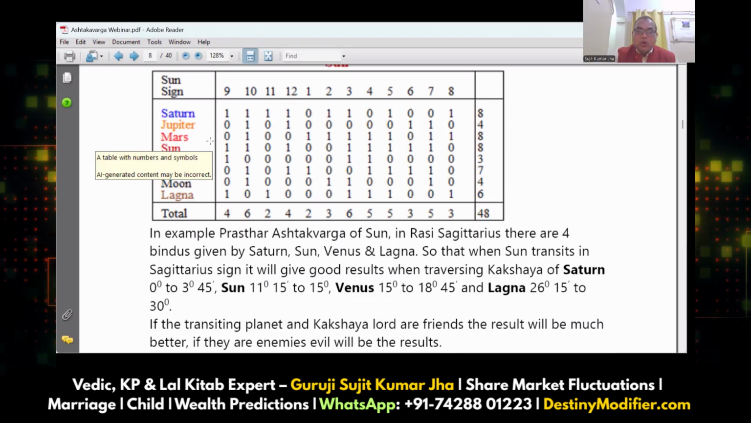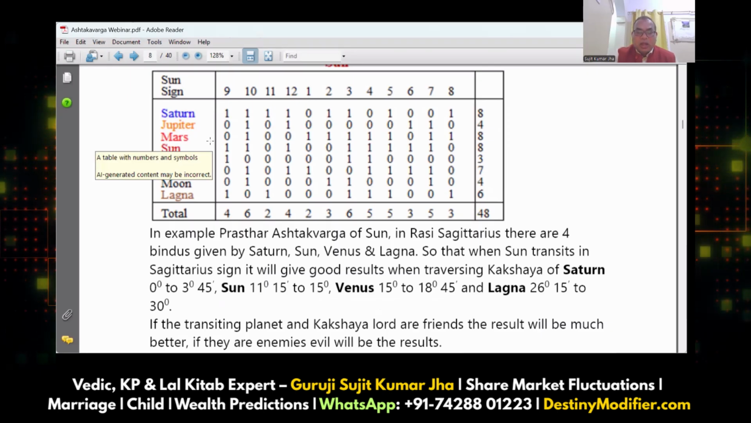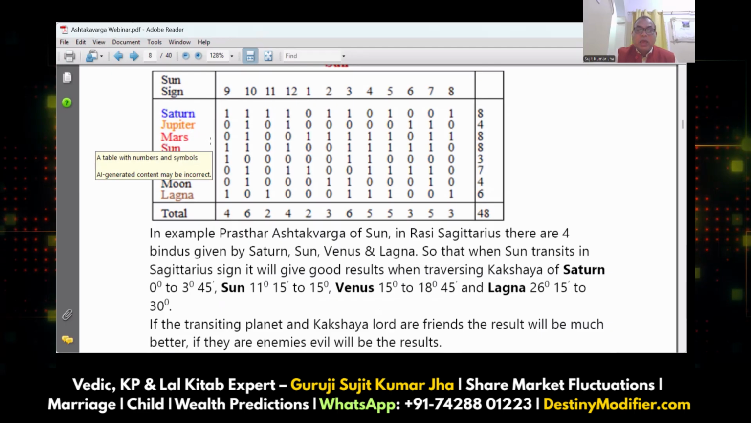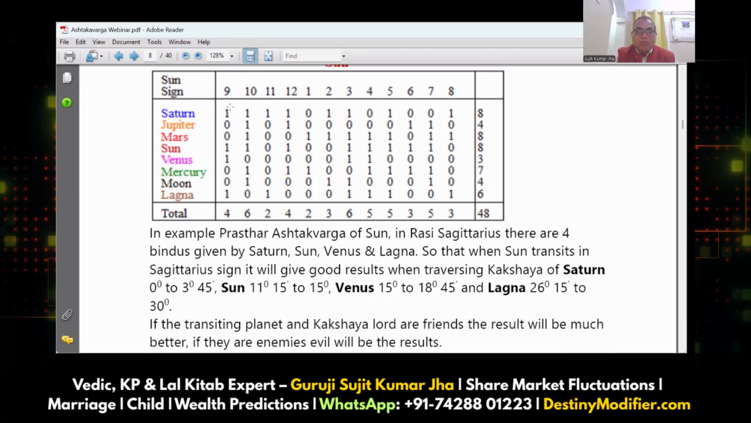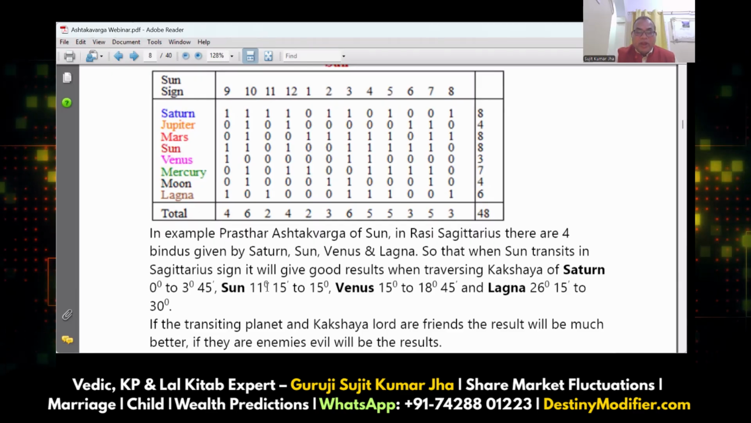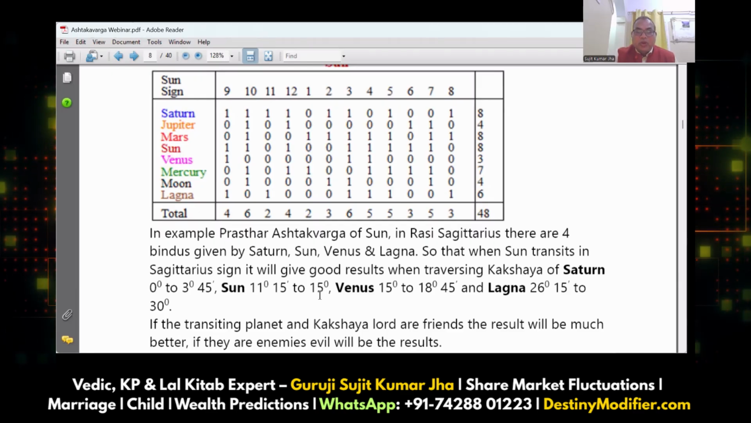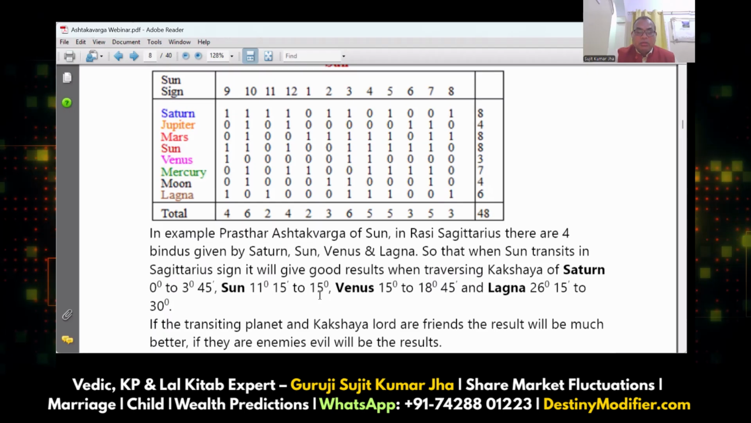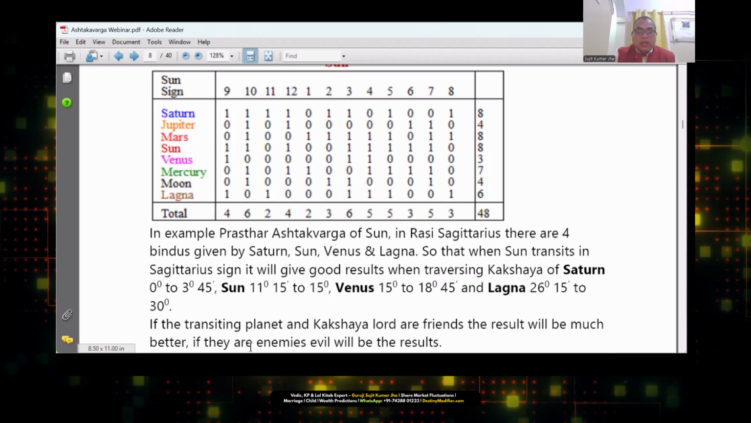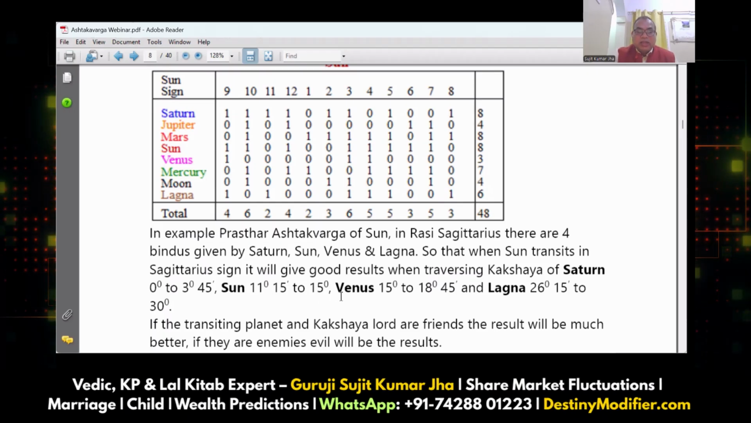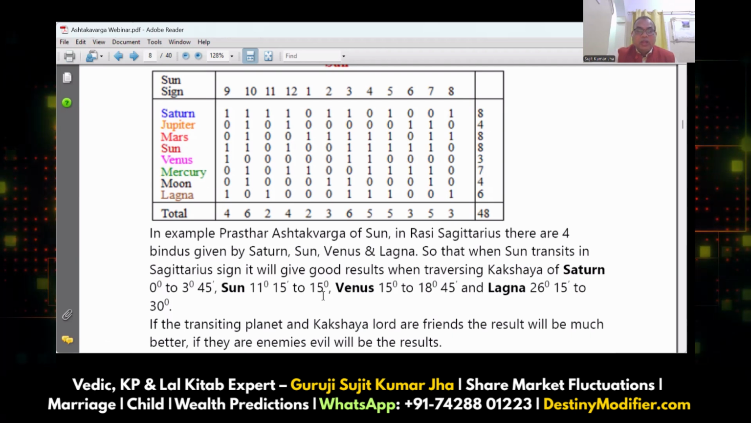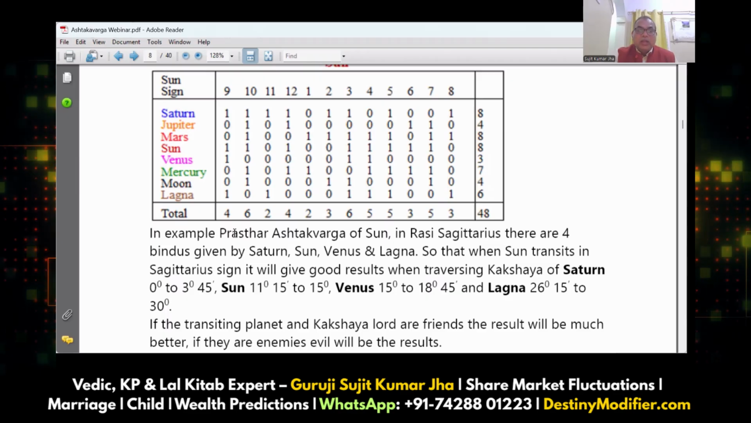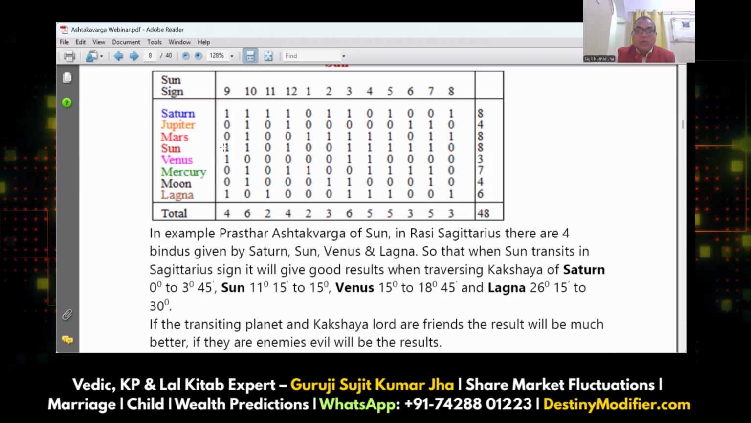That result, good or bad, depends on other factors. But the Sun is able to give the result. Same when the Sun comes to 11 degrees 15 minutes to 15 degrees. So when the Sun transits in Sagittarius sign, 11 degrees 15 minutes to 15 degrees, it is able to give the result. Why? Because the Sun has a given point.